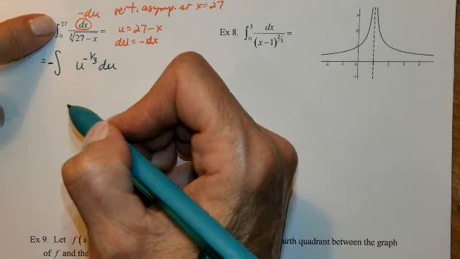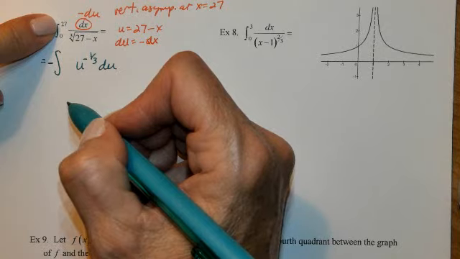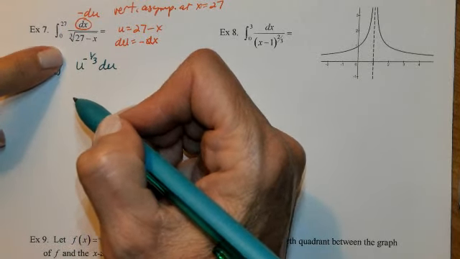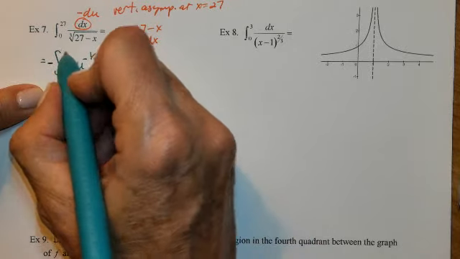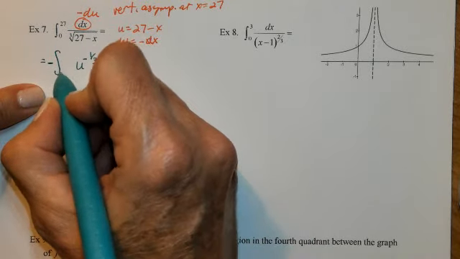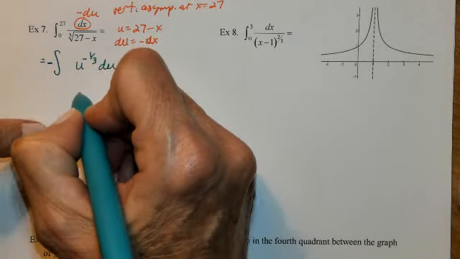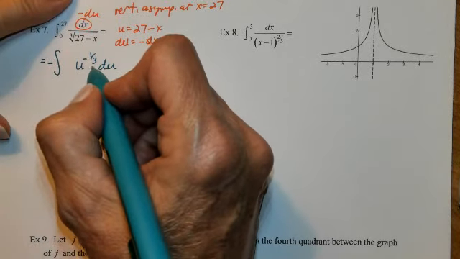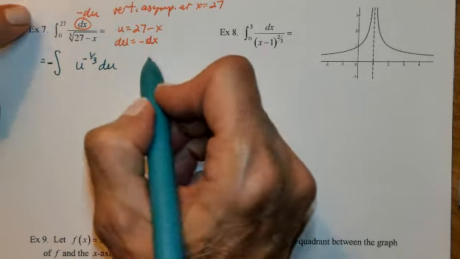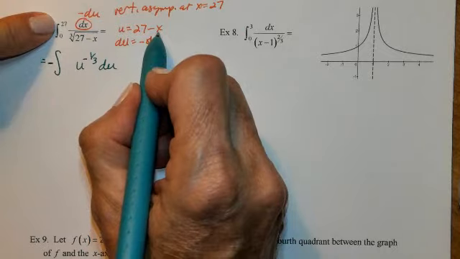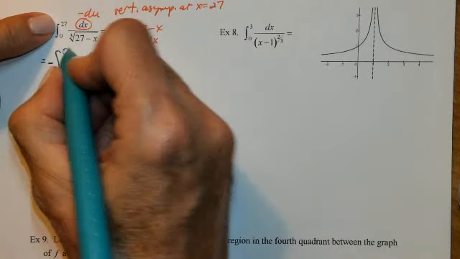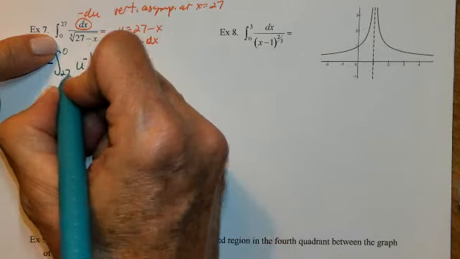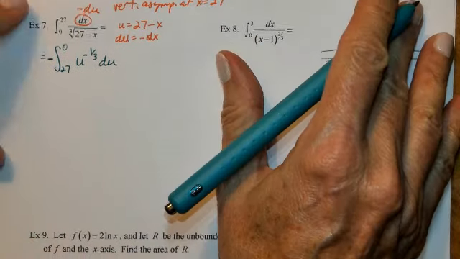Do I keep the 0 and 27? No, because remember, those are x's. I need to write u's here. Unless you put x equals 27 and x equals 0, and then you would go back to x's at the end. I'm just going to keep it u's because we don't have to go back to x's then. So the top boundary, if we put 27 in for x, the top boundary is 0. The bottom boundary, 27 minus 0, is 27, like that.